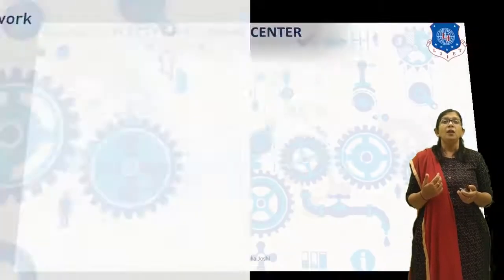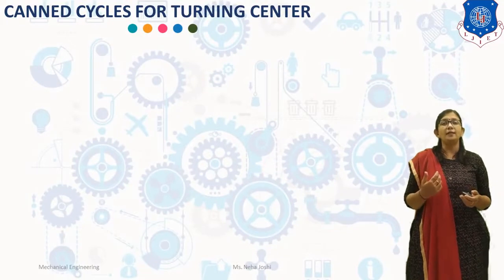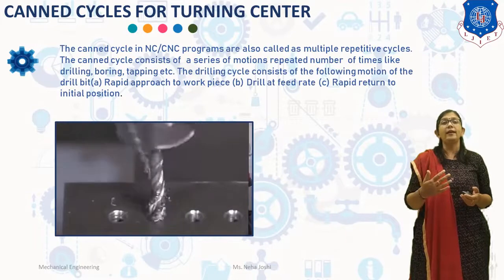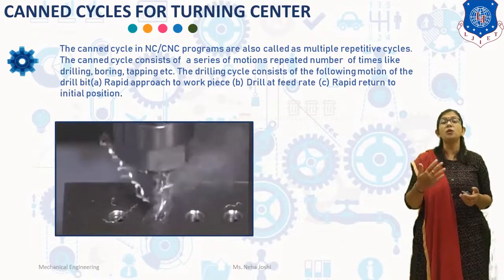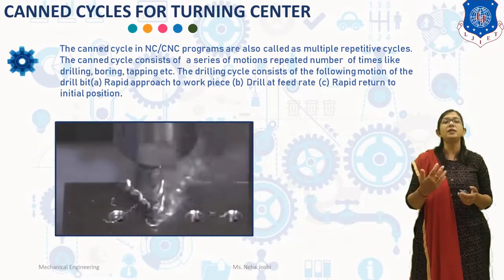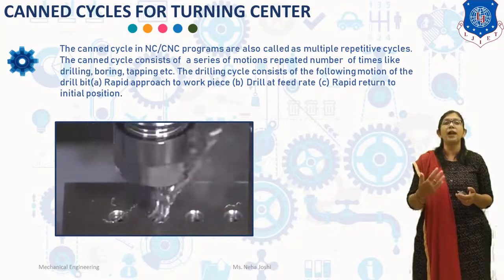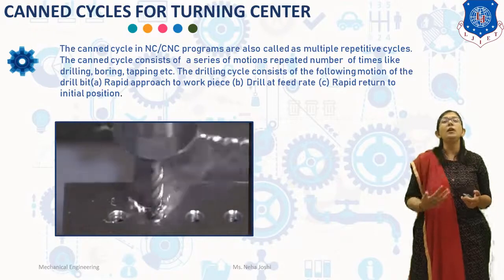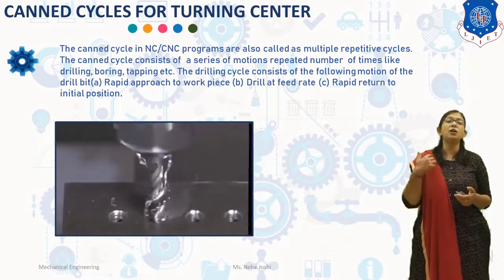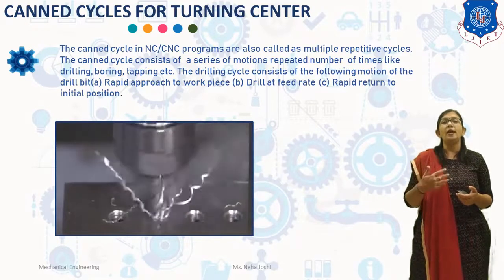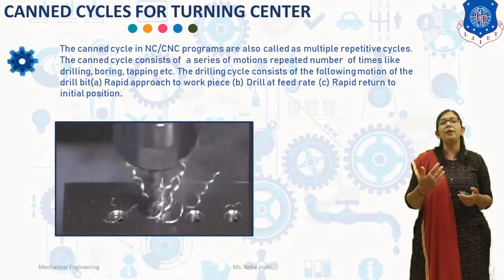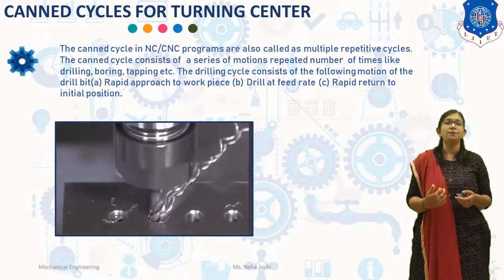Now we will discuss the canned cycle in turning center. What is a canned cycle? The canned cycles in NC-CNC programs are also known as multiple repetitive cycles. A canned cycle consists of a series of motions repeated a number of times, like drilling, boring, tapping. As you can see here, the drilling cycle consists of different motions of a drill: rapid approach to the workpiece, drill at given feed rate, and rapid return to the initial position.